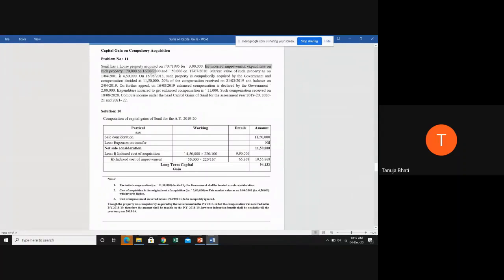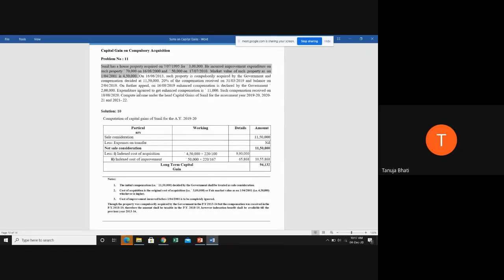He incurred improvement expenditure on such property worth rupees 70,000 on 16/8/2000. So tell me, what is this, students? He incurred improvement expenditure on such property of 70,000. What is this? Cost of improvement, ma'am. And 50,000 on 17/7/2010. Market value of such property as on 1/4/2001 is 4,50,000.